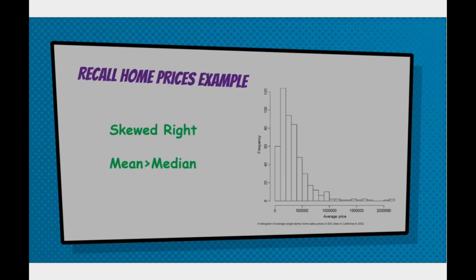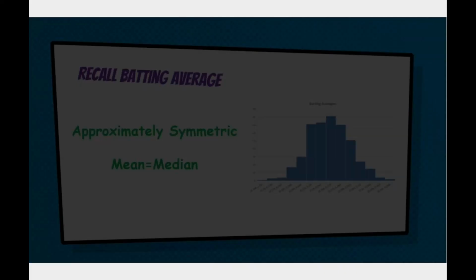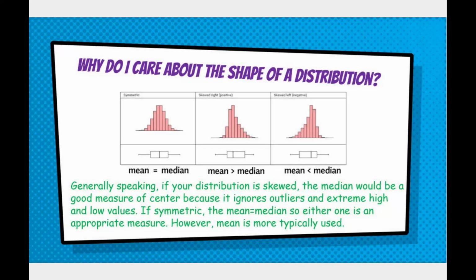So this would be considered skewed right. The mean is greater than the median, and so in this case we would use the median when we're talking about average. Batting average looks kind of like this on a histogram. It's approximately symmetric. Here our mean and our median equal one another, and the mean is something that we would use to describe that center.